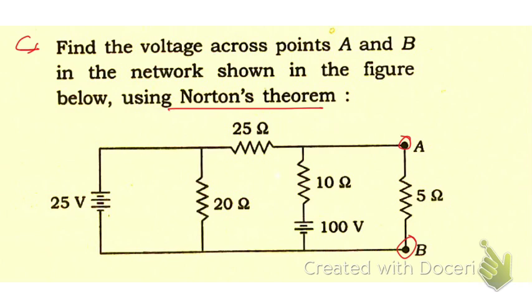So first step, as we need to find the voltage across A and B, we're going to remove the resistance between these two points. We're going to remove this and make it short, a short circuit. Okay, so let me take a new slide to explain this.